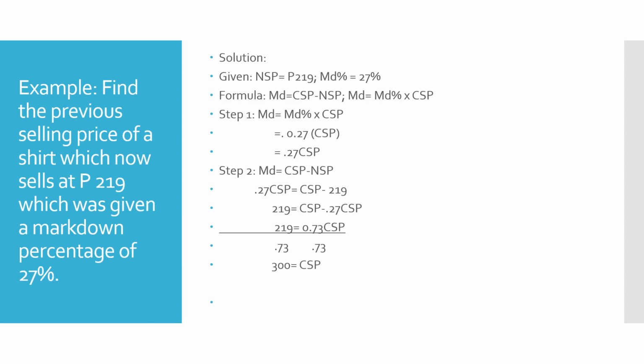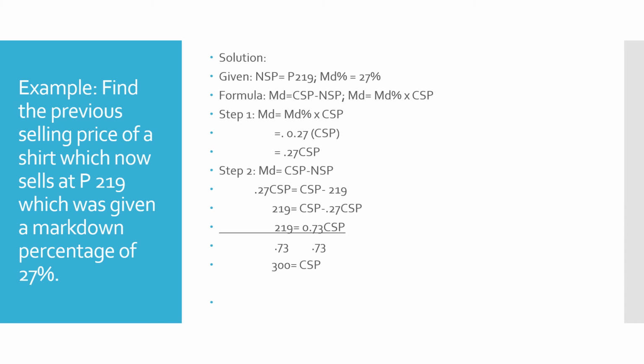Now, proceed to the next example. Find the previous selling price of a shirt which now sells at 219, which was given a markdown percentage of 27%. Now, this time, given naman yung markdown percentage, ang hinahanap naman natin is the previous selling price or the current selling price.